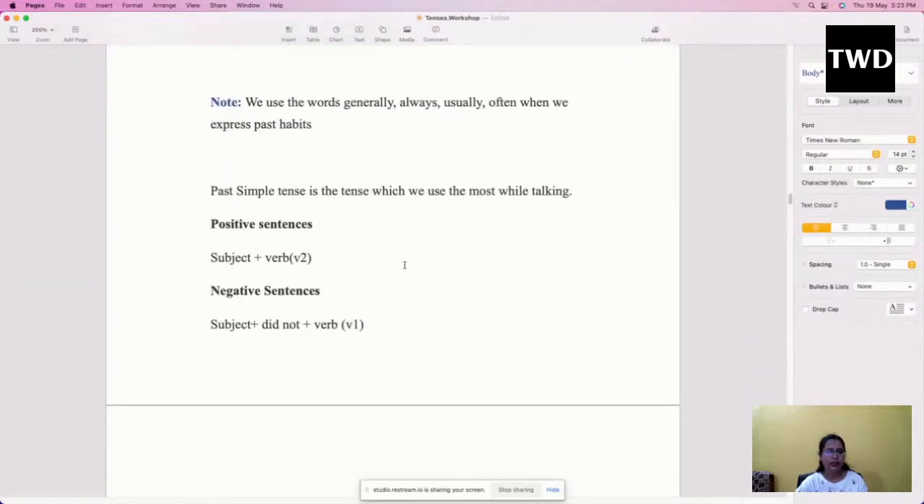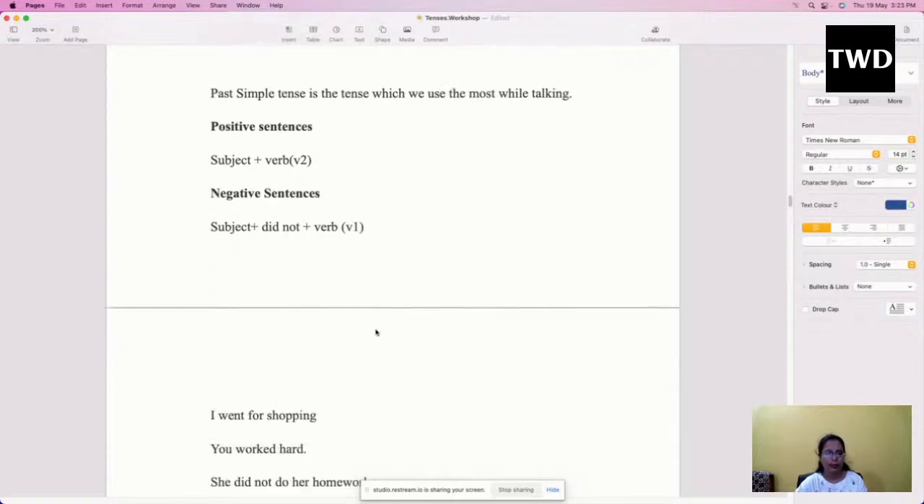Past simple tense is the tense which we use the most while talking. Yes, this is the most used tense while talking. Positive sentence: subject plus V2. If we are framing a negative sentence, we have to use subject plus did not plus V1 form of the verb. Now here, the moment you use did, it is a helping verb in its past form. Once we have used one verb in its past form, we are not going to use the other verb in past form again. It will be in its V1 form, that is present form. This you have to remember.